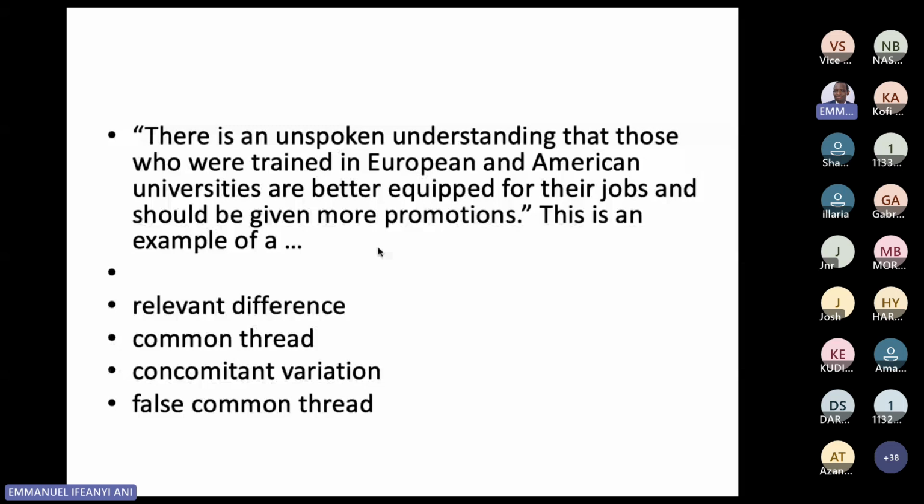So, what does this question look like? What does it suggest? Does it suggest relevant difference or common thread? If you think it suggests relevant difference, then what is it that is relevant? What is it that is different? And what are those things it is different from? What is it that is different from the rest? So I'm just showing you how you can detect the answer.